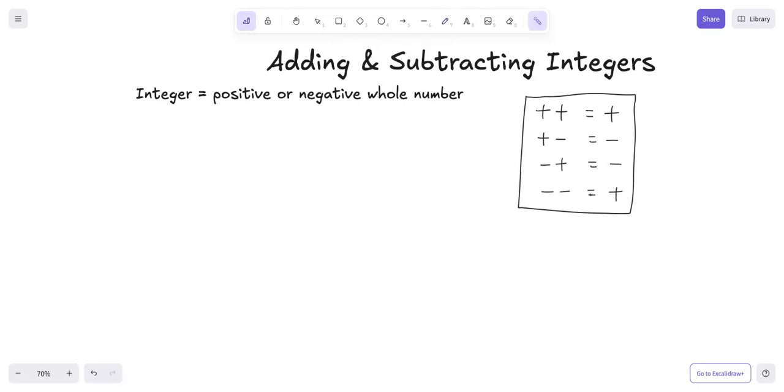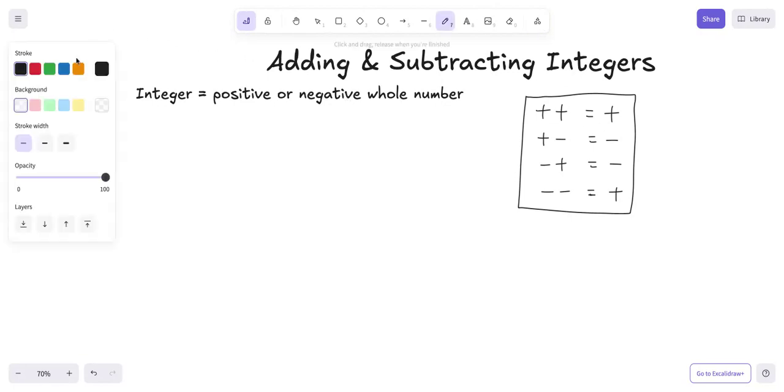Alright, this video goes over adding and subtracting integers. So first off, what is an integer? An integer is a positive or negative whole number. Generally, when we mention integers, we really mean whole numbers, so whole numbers that are negative, but not decimals or fractions.